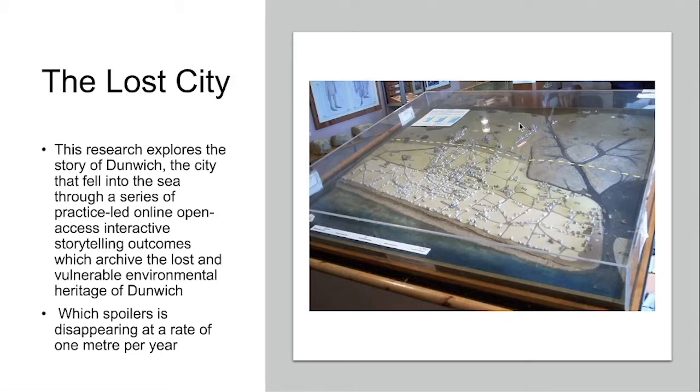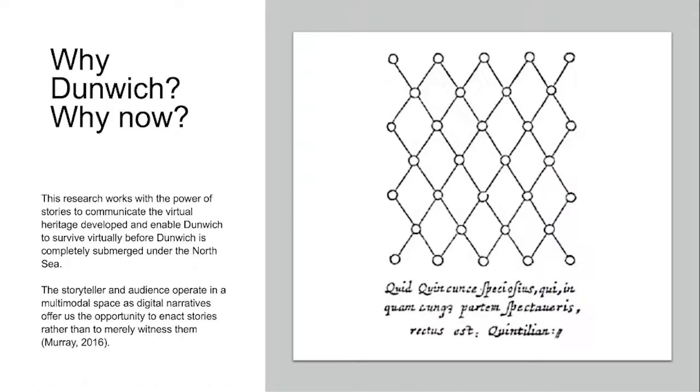So this research explores the story of Dunwich. It is the city that fell into the sea, and the outcomes archive the lost and vulnerable environmental heritage of Dunwich. If it wasn't obvious already why Dunwich and why now, it is because most of it's disappearing. This research works with the power of stories to communicate the virtual heritage developed and enable Dunwich to survive virtually before it's completely submerged under the North Sea.